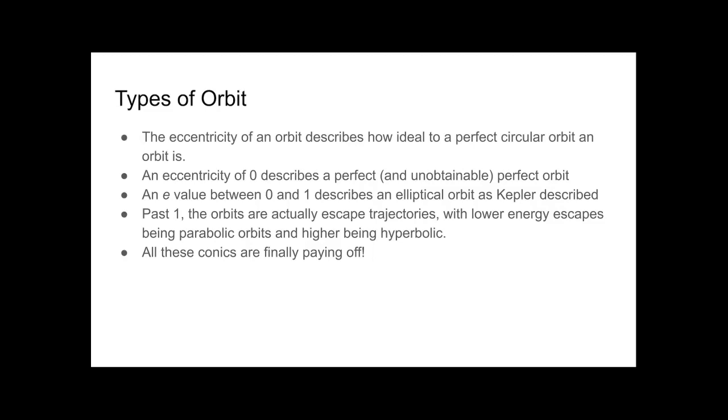So they're not actually completing an orbit around the planet, but rather they are graphs such as parabolas or even hyperbolas as you get to higher energy values. So what that is, is a path that goes into the planet's sphere of influence and then goes straight back out, and it's either going to follow the parabolic path or the hyperbolic path. All those conics that we learned in math class are finally paying off.